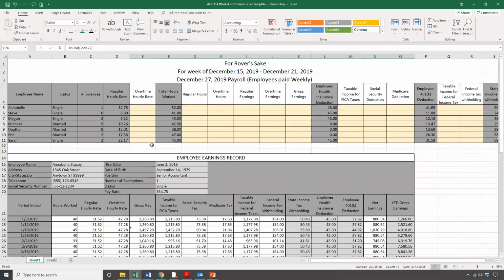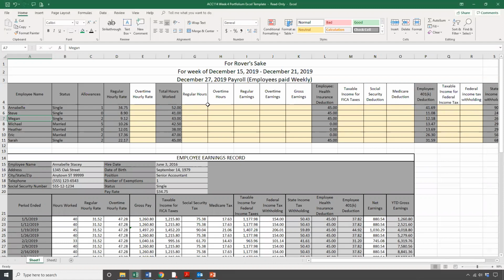So this is your template again for your homework assignment. And you've got several employees to do here. You've got 7 different employees that need to have all of this information calculated. If you use your formulas, it's going to go kind of quickly. You're not going to have an issue with that. But make sure you just go step by step.